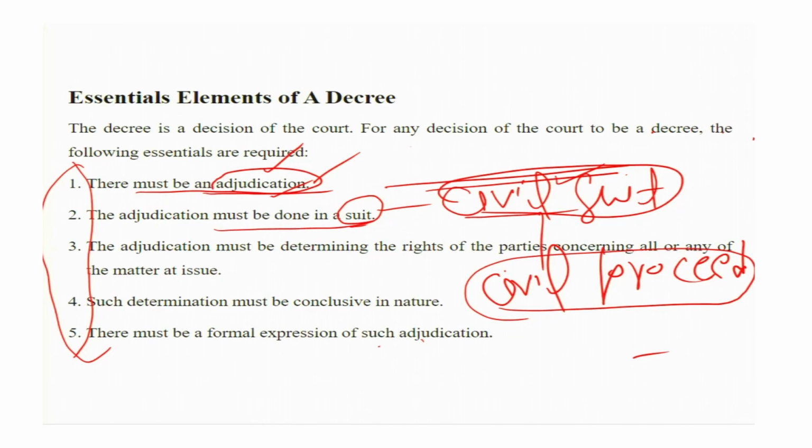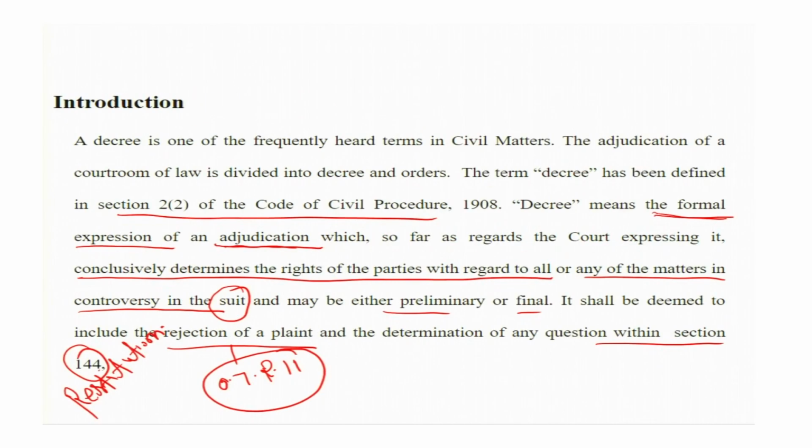We are saying this because it is a judicial determination of your case, a judicial determination of your issues, which are framed by the court, and that decides the rights of the parties, because it conclusively determines the right of the party with regard to all or any of the matter in controversy. If you read this definition properly, it conclusively determines the right of the party with regard to all or any of the matter in controversy in the suit. If there is a temporary relief, then that is not a decree.